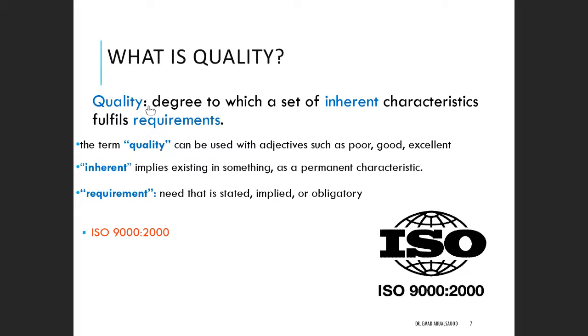The definition for quality, it says by ISO 9000:2000 here, is the degree to which a set of inherent characteristics fulfill requirements. So you see many are talking about the requirements and the characteristics and how you meet them to maintain the quality. And the term quality here can be used with adjectives such as poor quality or good quality. Inherent implies that it is existing in something as a permanent characteristic, so it has to be lasting, not just for the current.